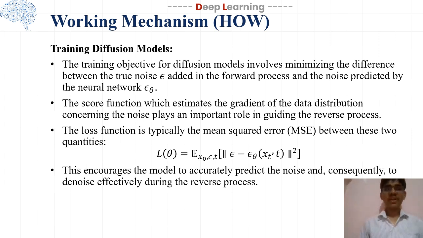During training, the model is trained to predict the noise added during the forward process and denoise it in the reverse process. Now, this is done by minimizing the loss function. Basically, the loss function measures how close the predicted output is to the actual output. The loss function is typically the mean squared error between these two quantities, which is given by this formula. This encourages the model to accurately predict the noise and consequently denoise effectively during the reverse process.